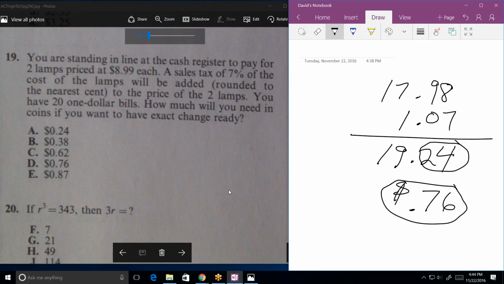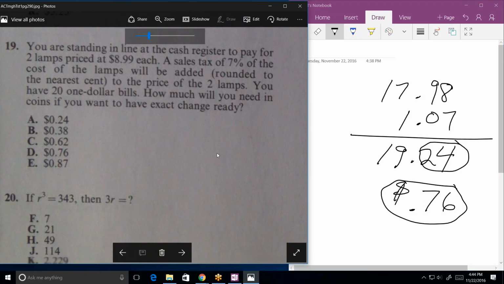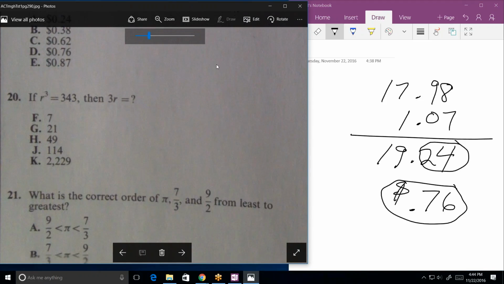Wait, is the answer D? No, it's A. You were right. Okay. Because the total I charge is $19.24. I already did 20, by the way. I just found the cube root of 343, which equals 7, and then 3 times 7 equals 21, so it's G. Okay.